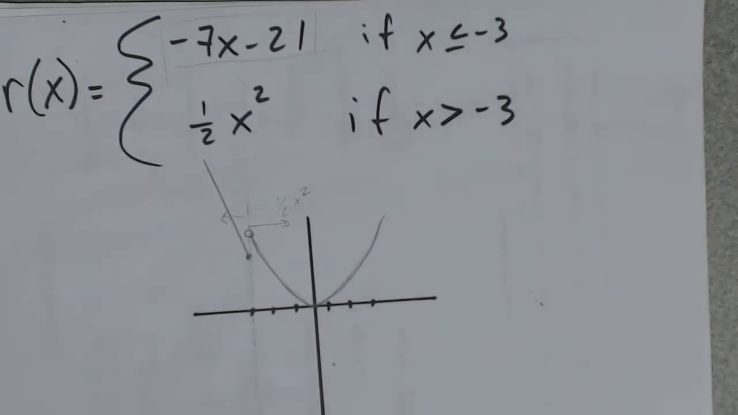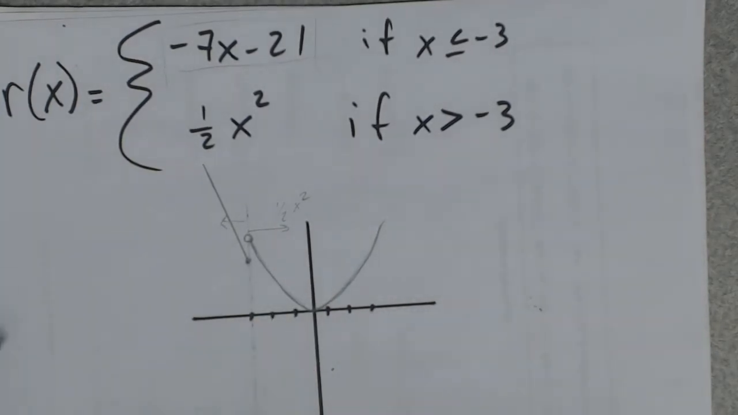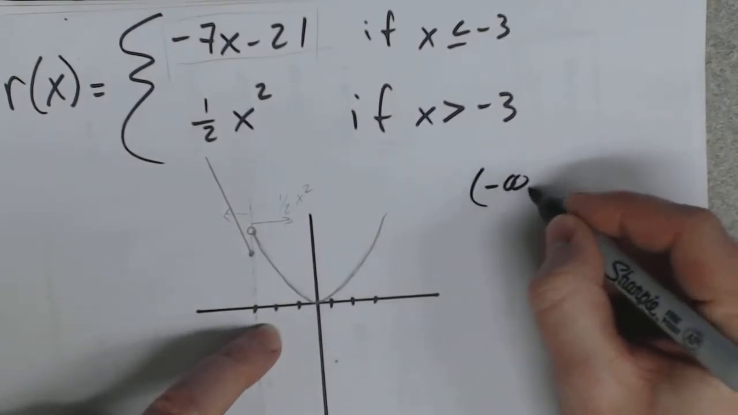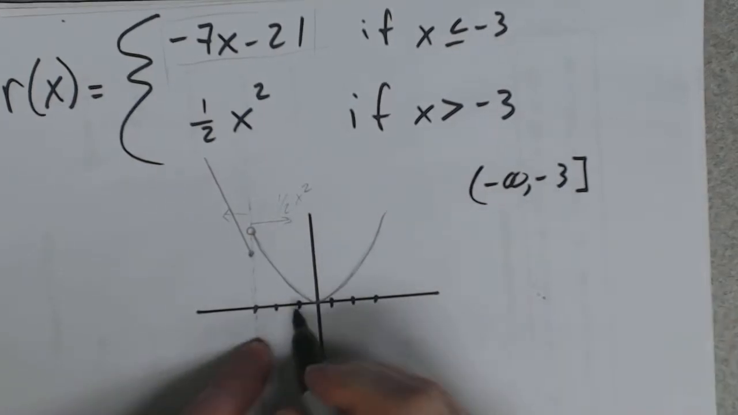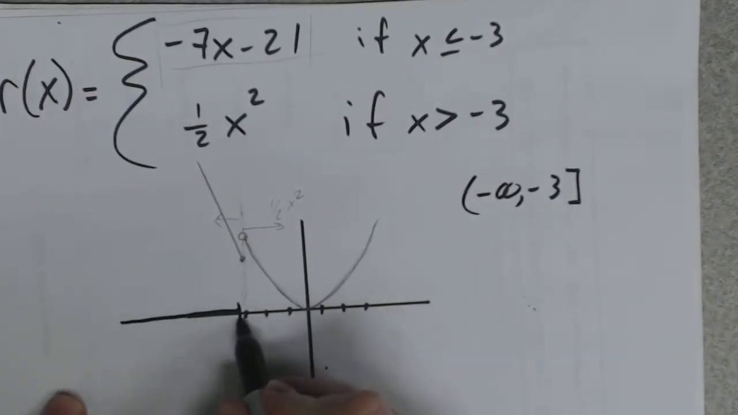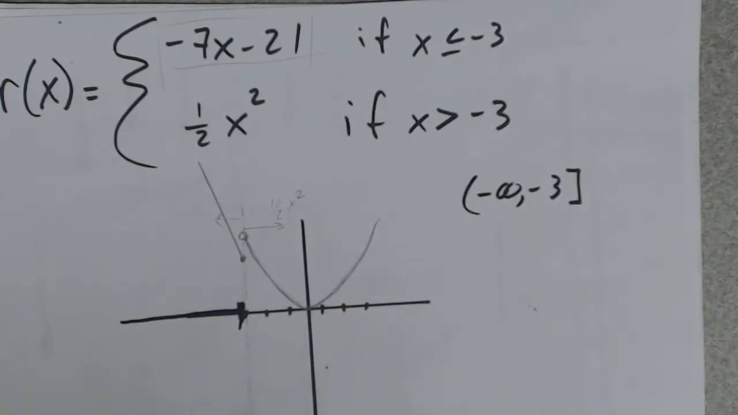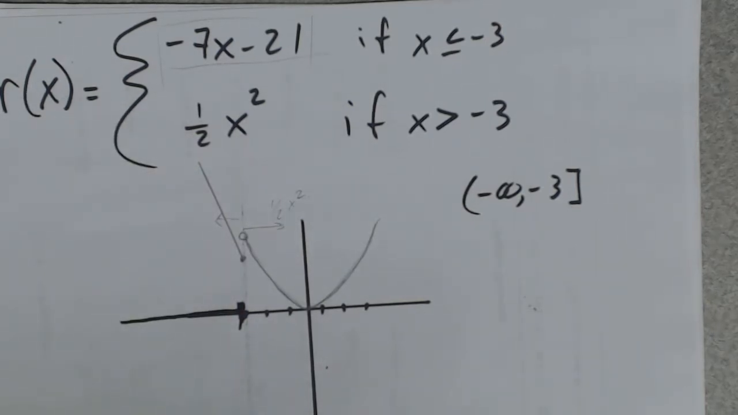To do this on Hawks, you have to select the graph, the general shape. It asks what is the general shape of the graph from negative infinity to -3 in bracket. From negative infinity to -3 is coming in from negative infinity up to -3. You're talking about this line. So you go to select graphs, and you pick the line that has the negative slope, and it says that's correct.